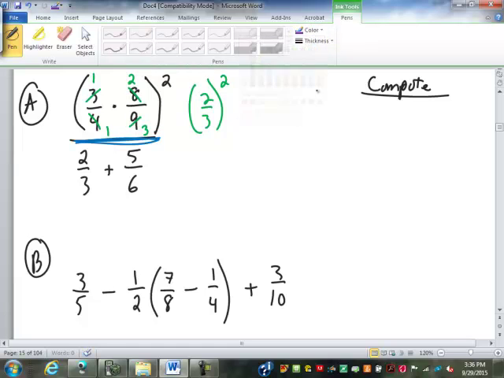How do we square a fraction? Yes, 2 squared, which is 4. 3 squared, which is 9.